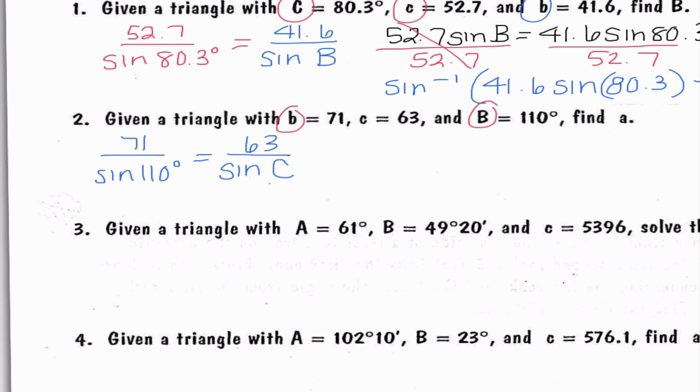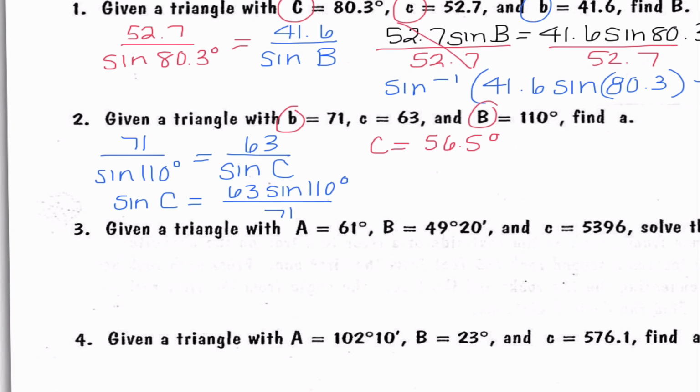So we're going to cross multiply and divide, and I'm doing that in a single step here. If you guys want to write it all out, totally fine. Okay, and I end up getting sine of angle C is 63 times the sine of 110 divided by 71. And when I put that into my calculator by doing sine inverse, I get angle C is 56.5 degrees.